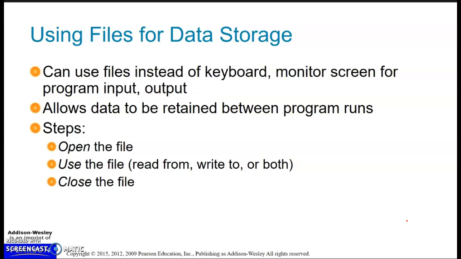accessing information between programs. Oftentimes, the programs that we use, when it comes time for data storage, actually create a file with that data stored in it so that it can be retrieved when we go to execute the program again, literally turning the program on again. So we'll look at the steps for opening the file, using the file, whether we're going to read from it or write to it, or even both, and then the idea of closing the file.